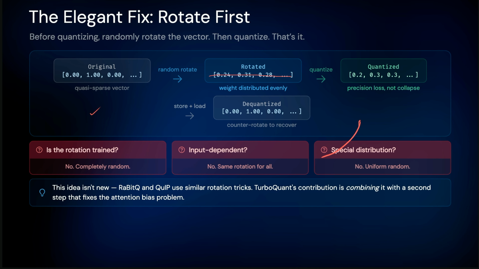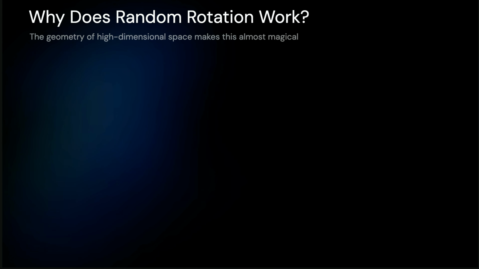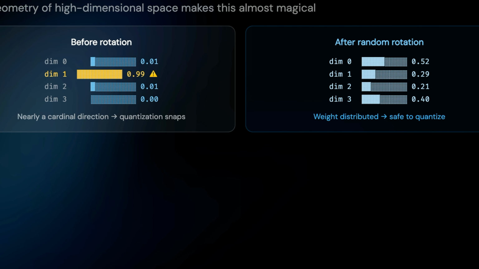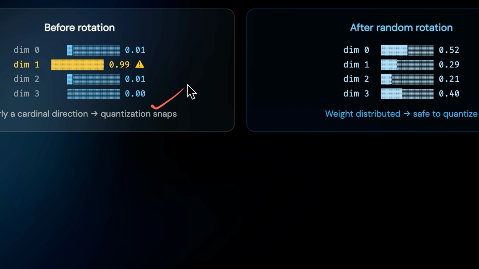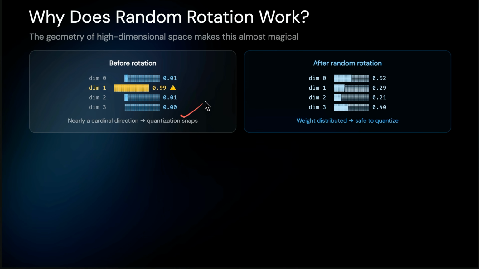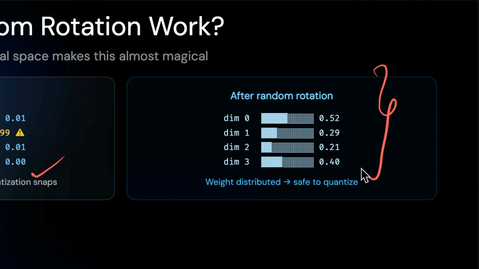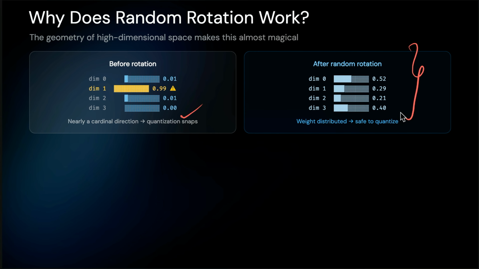Before we proceed with TurboQuant's contribution, let's take a step back and see why a random rotation works, right? Before rotation, there is one dimension that is enormous. Everything else is zero, but there is one dimension where it's like 0.99. After rotation, the same total energy is spread across all the dimensions. There is no single dimension that dominates. So quantization now causes proportional precision loss, not just a collapse.